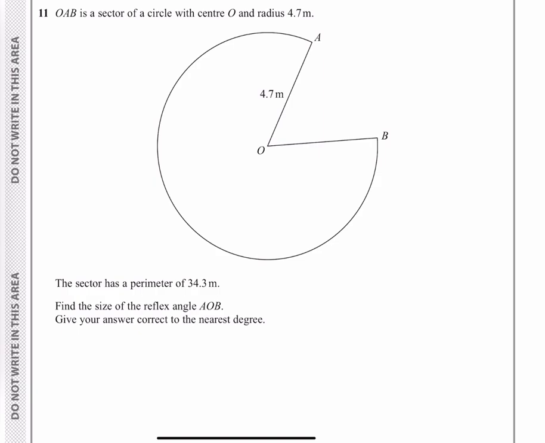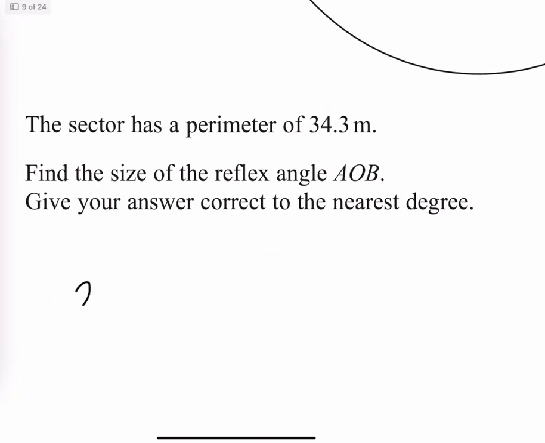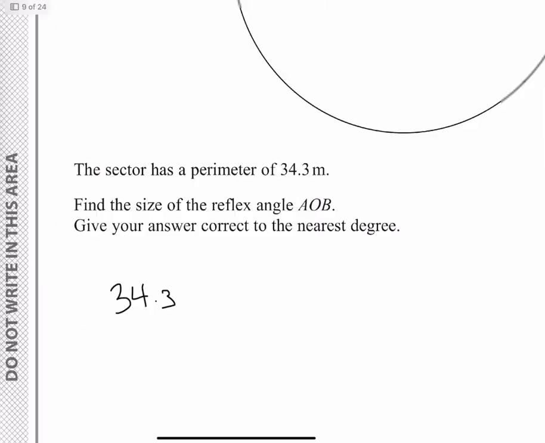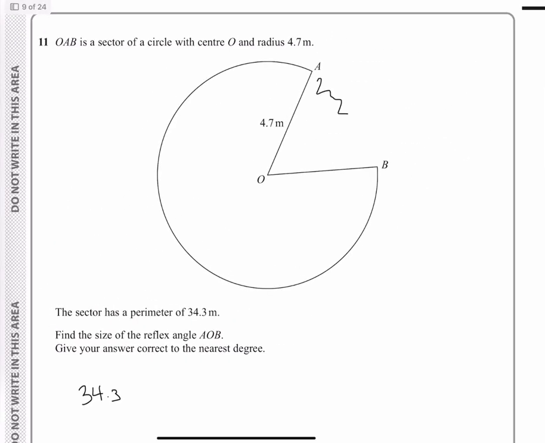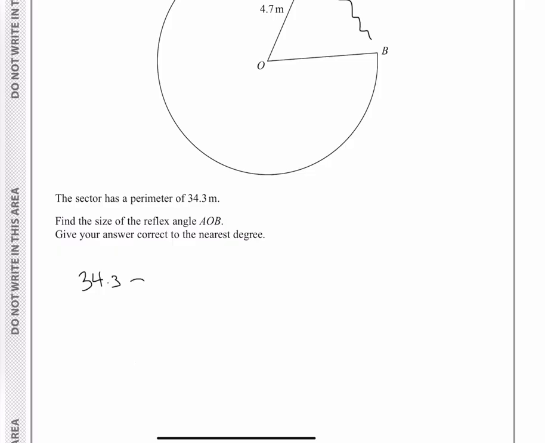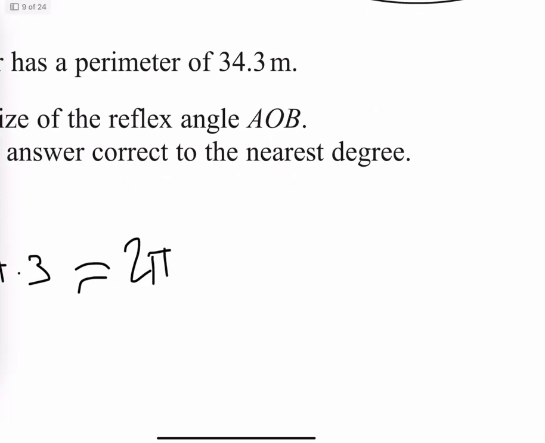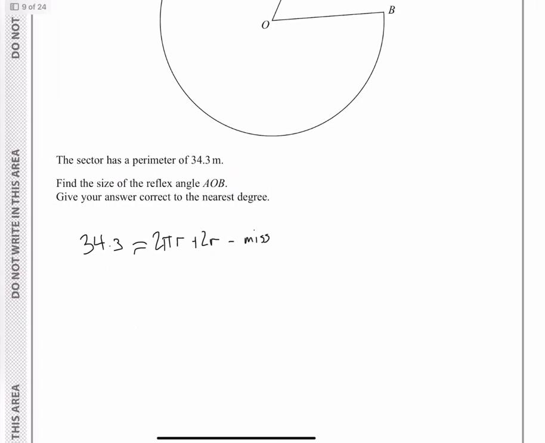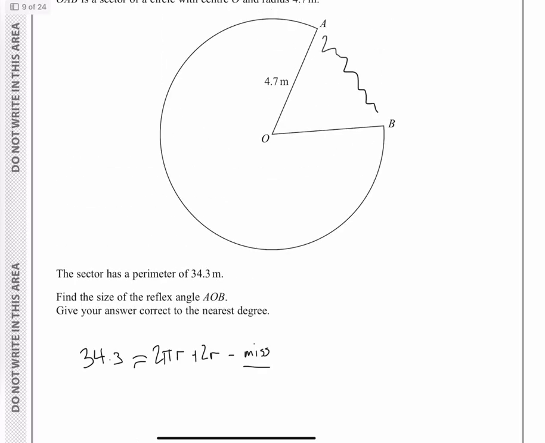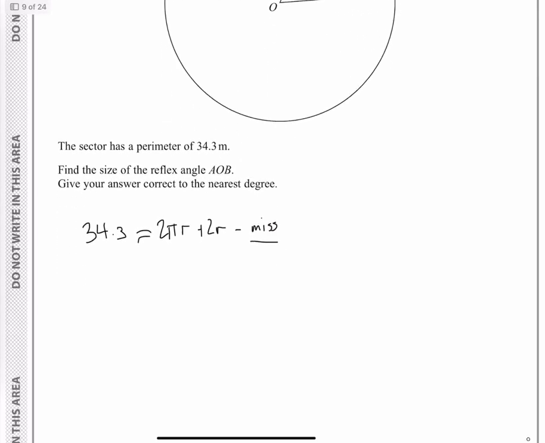If the sector has a perimeter of 34.3, we can rewrite this as what the whole circumference would be, so what this little missing bit is. So it would be equal to 2 pi r plus 2r minus the missing bit. And we want to work out what the missing bit is, so we'll calculate what the missing bit is. Remember, r is 4.7, so we'll just type that into our calculators, so we get what the missing bit is.